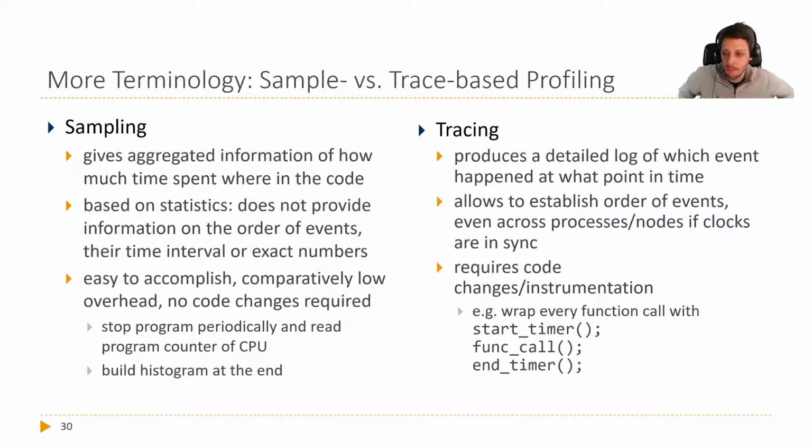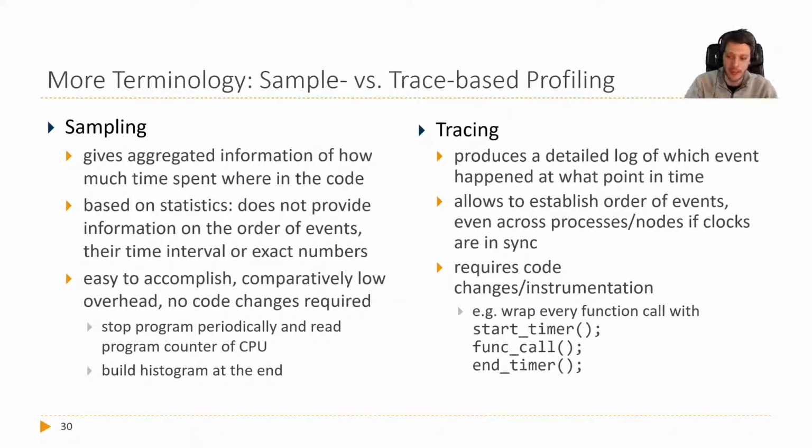Even more terminology, because then we're going to go into the tools, and we're a little bit over time today, but I guess it's okay. We have sample versus trace-based profiling, and those are very important because they work quite differently. Sampling is a heuristic approach, which means it gives you aggregated information of how much time you spend where in the code. Because it's based on statistics, it doesn't give you exact information of the order of events or when exactly an event happened. You just get some aggregated information about how many events and how much time in general.